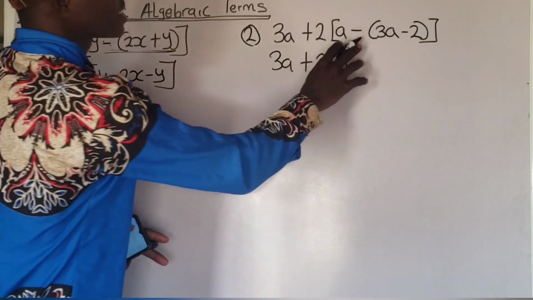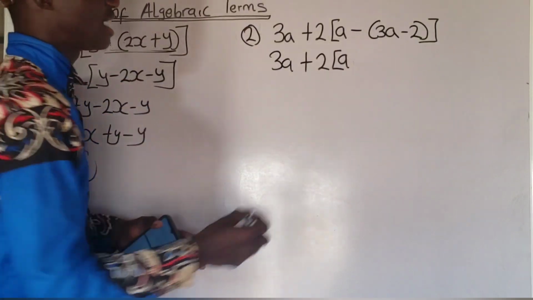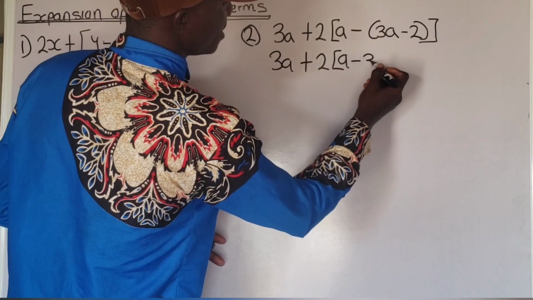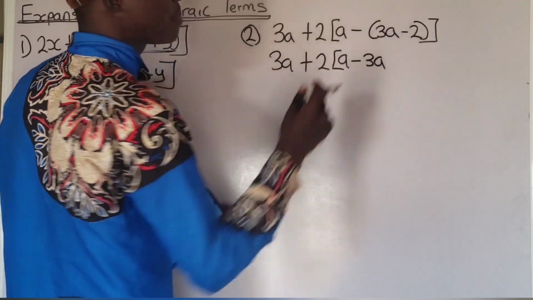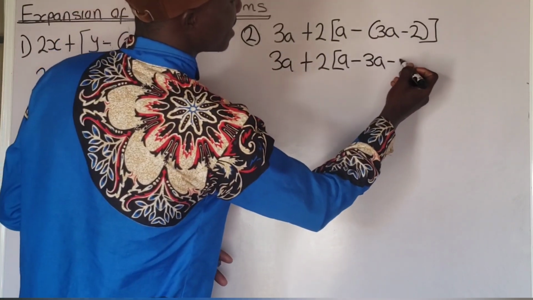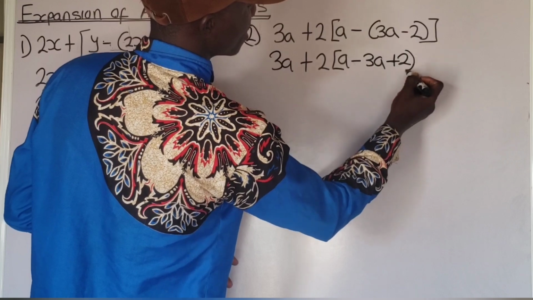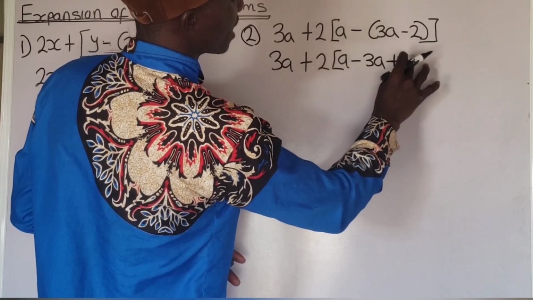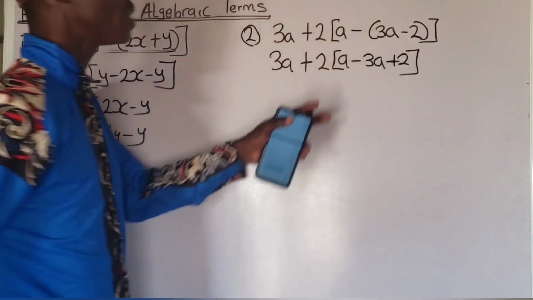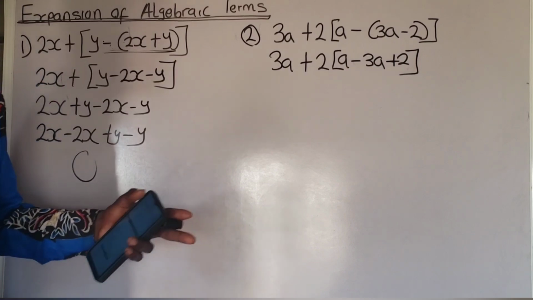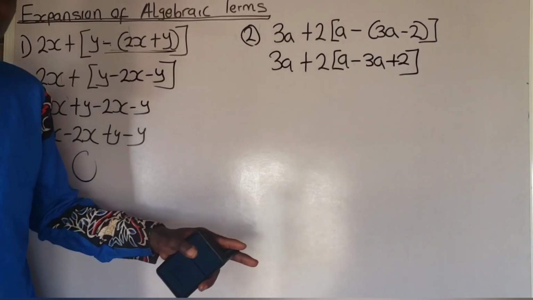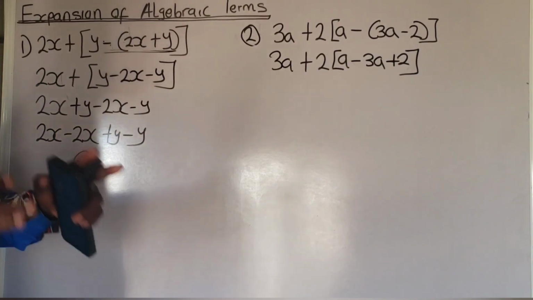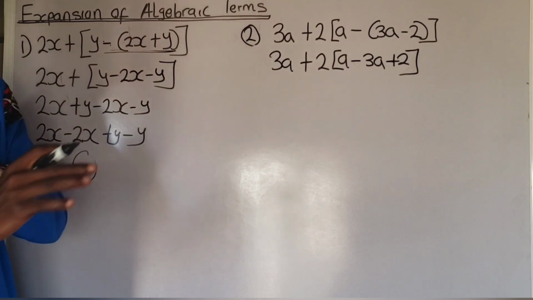So -1 multiplied by 3a means I'm going to have minus 3a. -1 multiplied by -2, I'm going to have +2. There is no need of this bracket again, so we are left with only this bracket. The aim of expansion, don't forget, is to remove barriers.